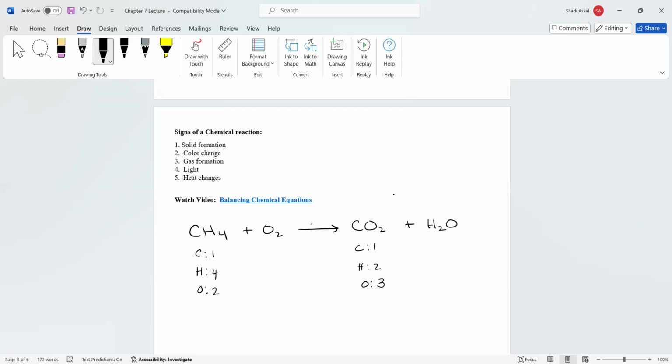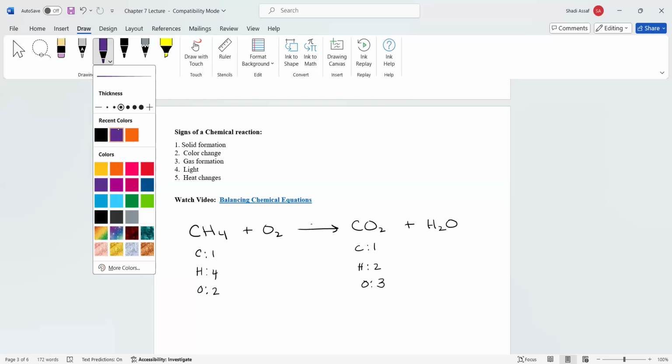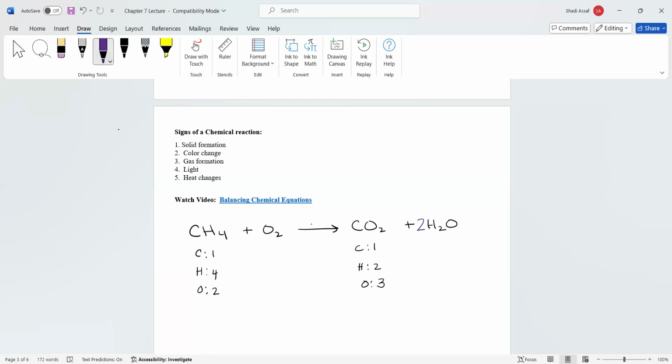In this case, let's begin with hydrogen. It makes sense. So in this case, we have two hydrogens. We have four. So what we do is we have to use coefficients. So if we put a 2 in front of the H2O, notice now you have 2 times 2, which is 4.